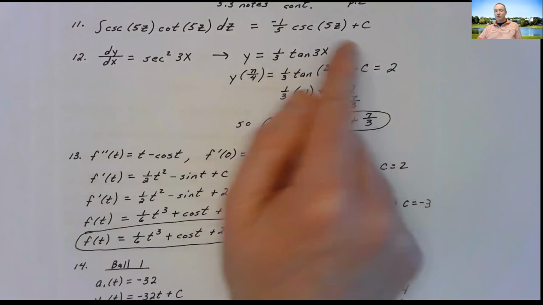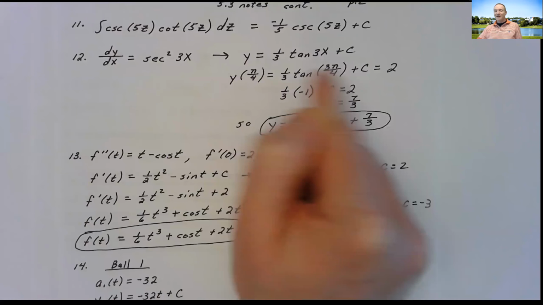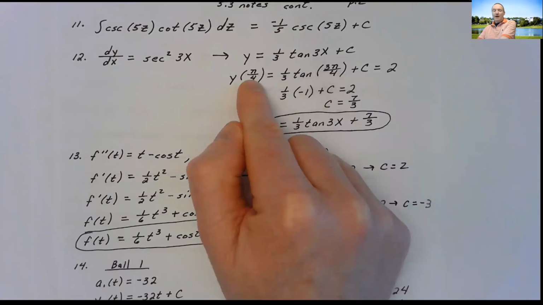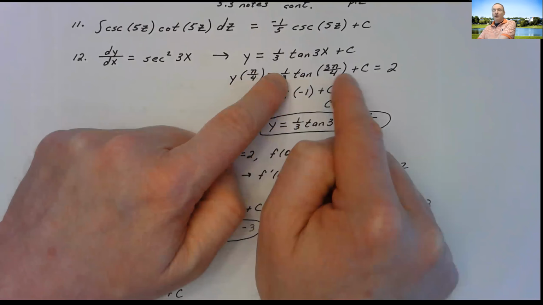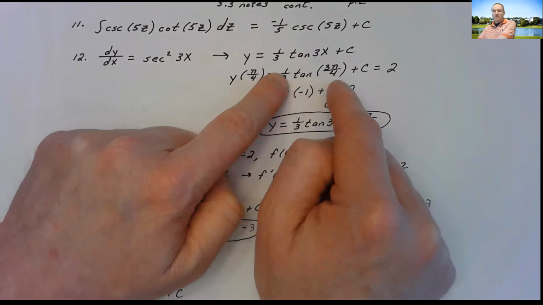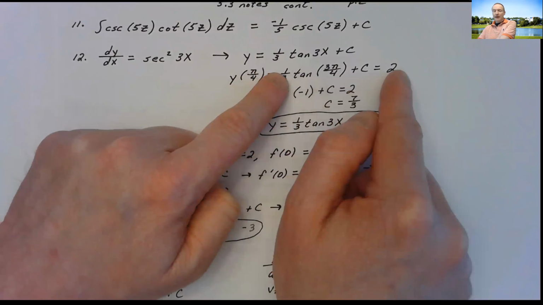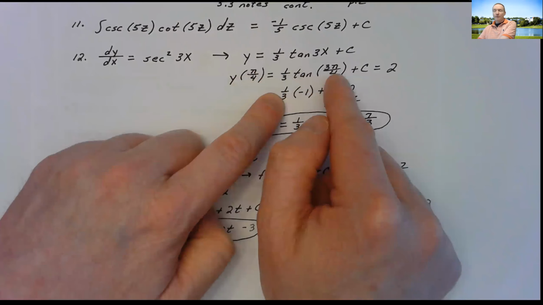Now, I told you that the original function evaluated at pi over 4 was 2. That's information to get rid of that value of c. So I plug pi over 4 into my answer. 1/3 times the tangent of 3 times pi over 4 gives me tangent of 3 pi over 4 plus c is 2. Now, the tangent of 3 pi over 4, that's going to split quadrant 2.